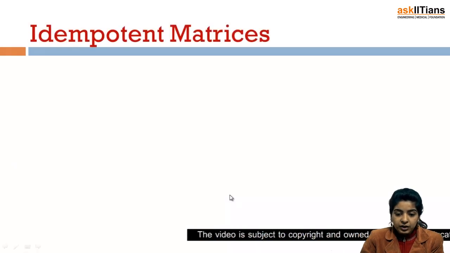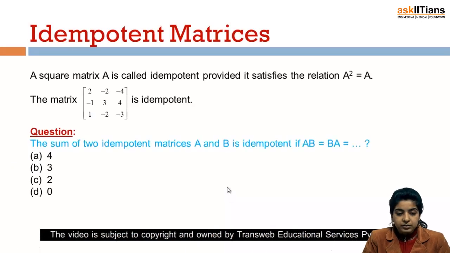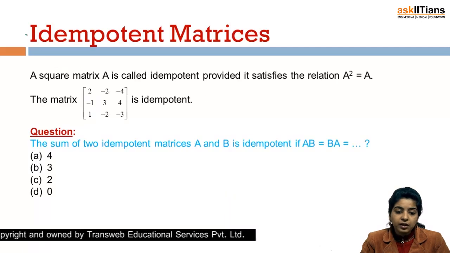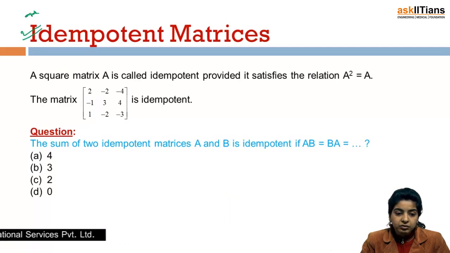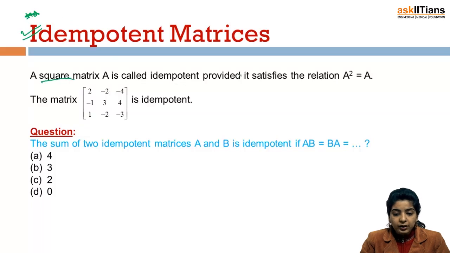Next, we have an important type, which is idempotent matrices. Idempotent matrices are important. You can expect questions based on this. A square matrix A is called idempotent if it satisfies the relation A square is equal to A. If the square of a matrix equals the matrix itself, then the matrix is said to be idempotent. The matrix, this is idempotent. You can clearly see if this is A, then you can try to find out A square and you will easily get A square equal to A.